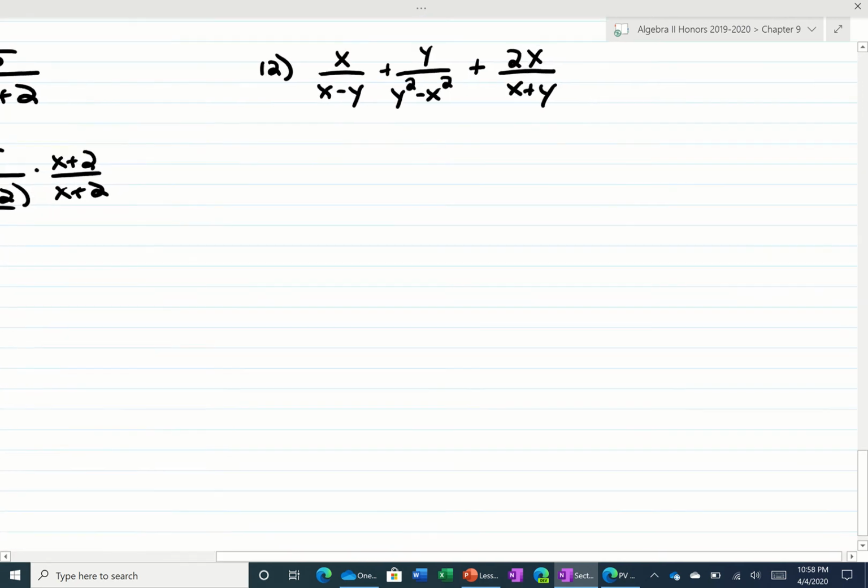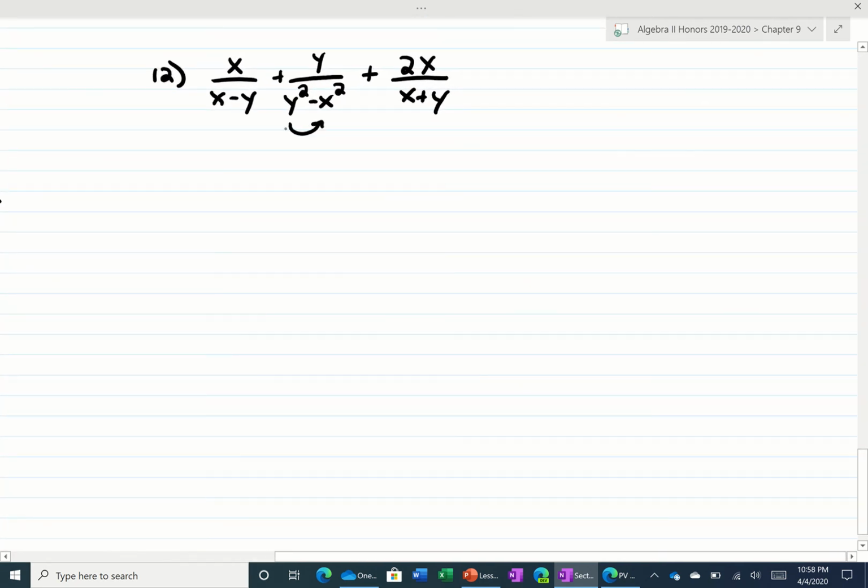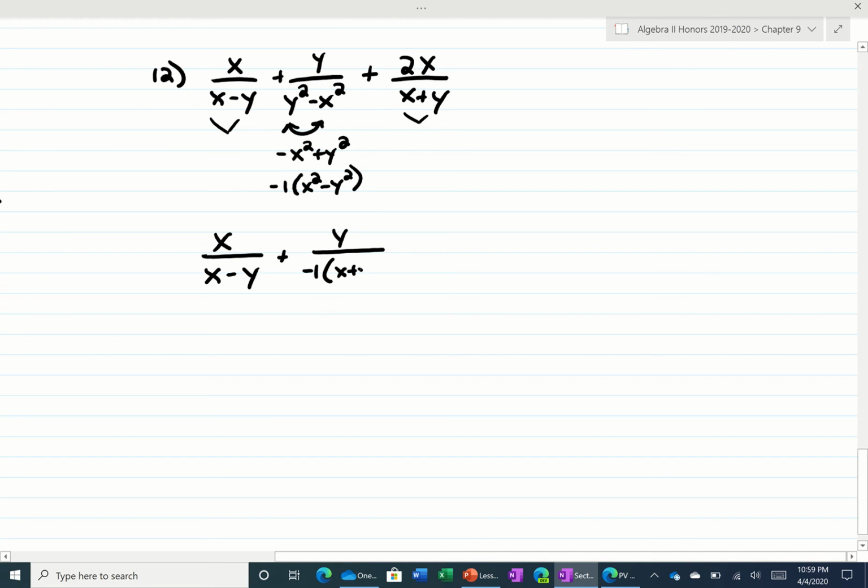So for number 12, remember what I said. This is a little funky. I'm going to rewrite that so it's negative x squared plus y squared. And I'm going to take out a -1. So it's x squared minus y squared. Just because, I mean, who writes y squared minus x squared? I'm thinking if x comes first here, x comes first here, it might be a good idea for x to come first. So we're going to get x over x minus y plus y over -1 times x plus y times x minus y. That's a difference of perfect squares. Plus 2x over x plus y.